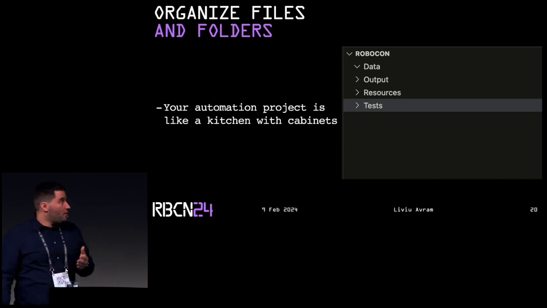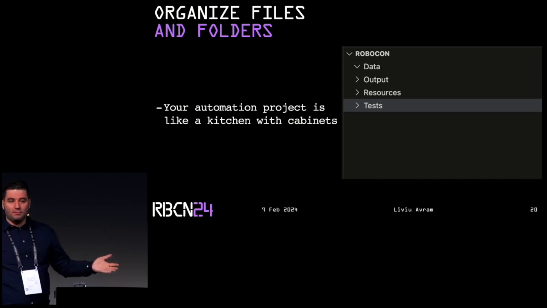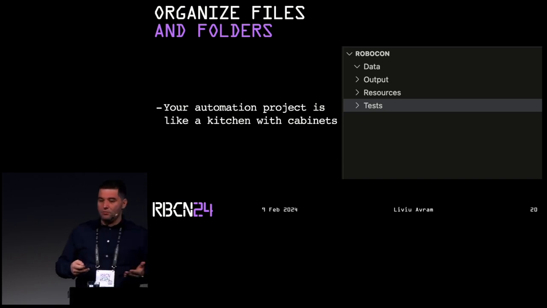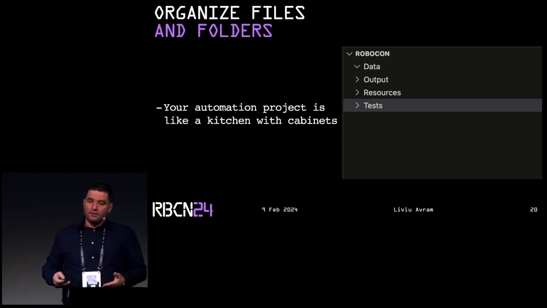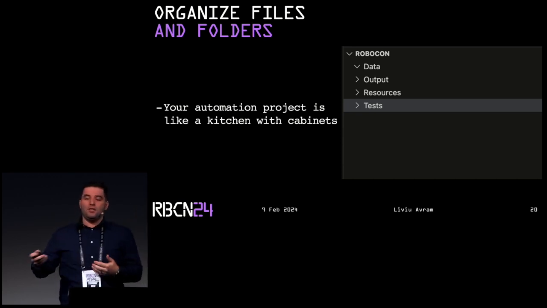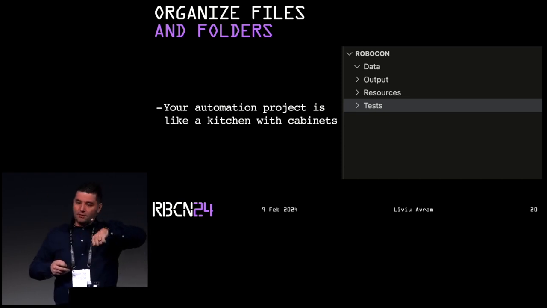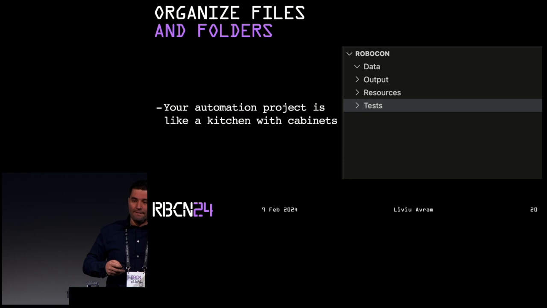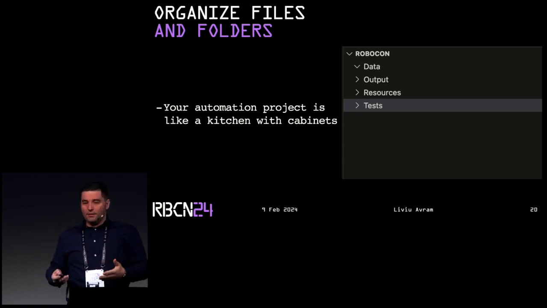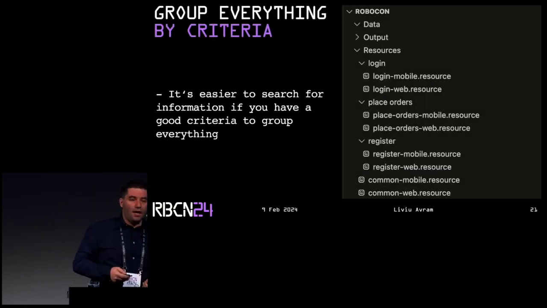Think about your automation project as being a kitchen with cabinets. If we think about our kitchen at home, what do we have? We have cabinets, we have tools, we have food, ingredients mostly. So each time you are creating an automation script, you take ingredients from cabinets, you put them together, you make a recipe, and that's your test case. How do you do it naturally? You know which ingredient is where. So having an approach like this saves you time.